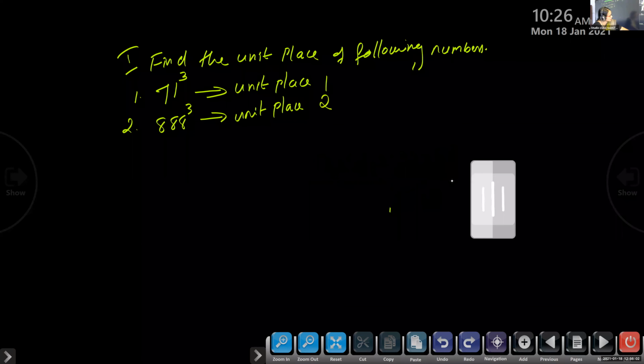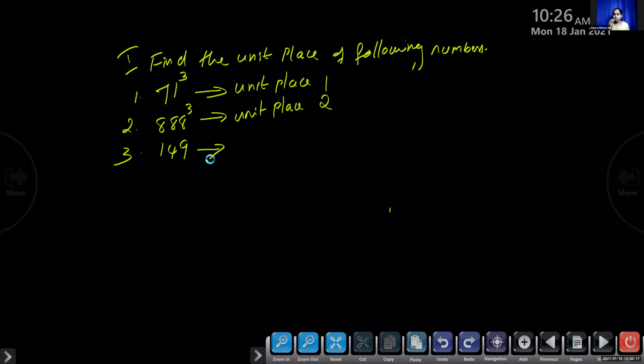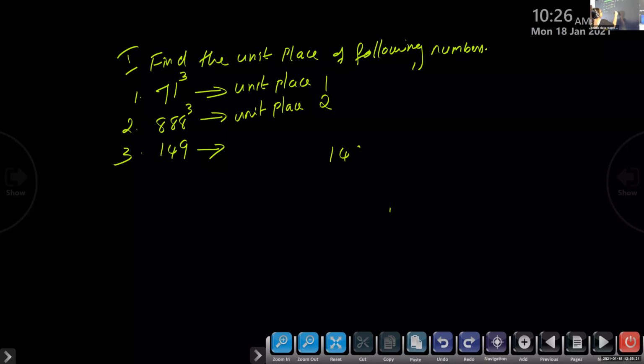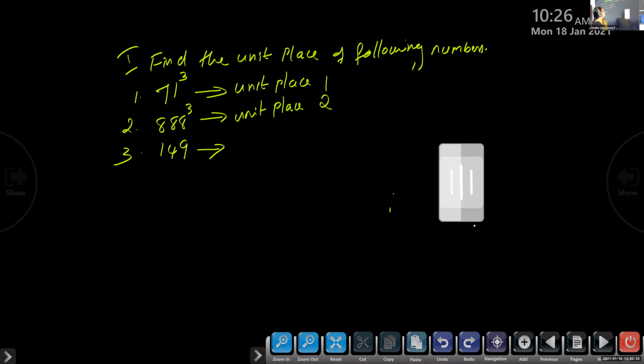Okay, next question goes to Hira. Number is 149. Ma'am, 9. 9. 149 into 149 into 149. When we multiply these two, 9 nines are 81 will come. Then 1 into 9, 9. Correct. Unit place is 9.